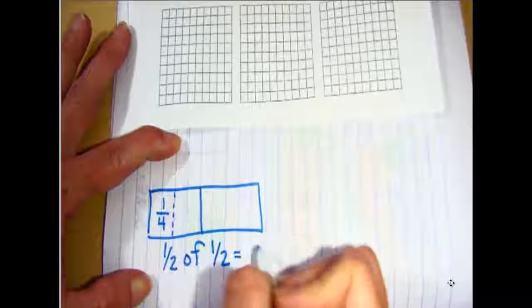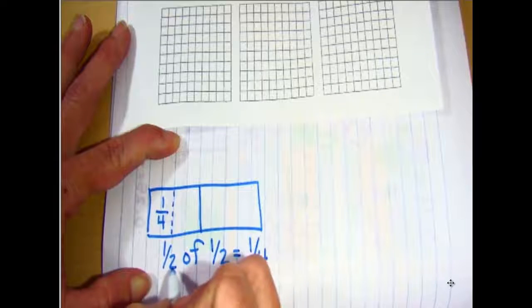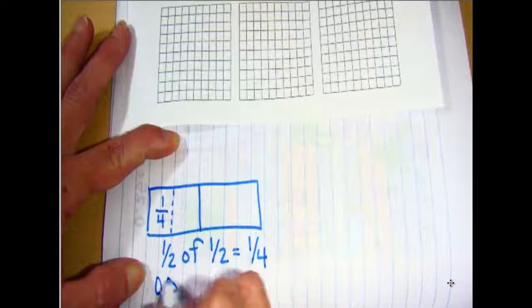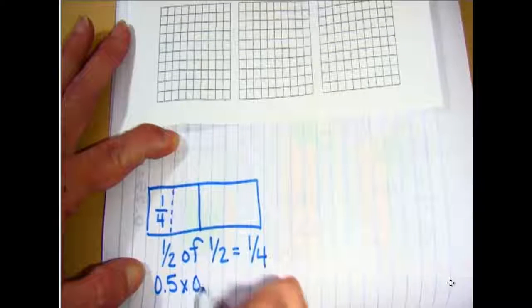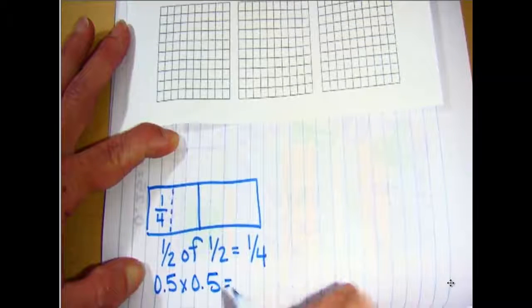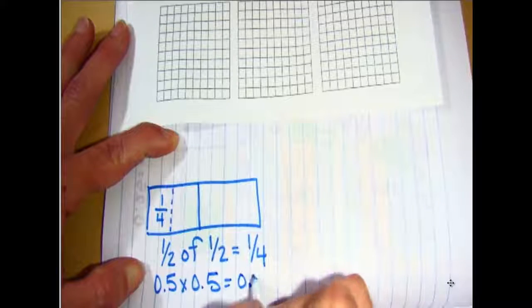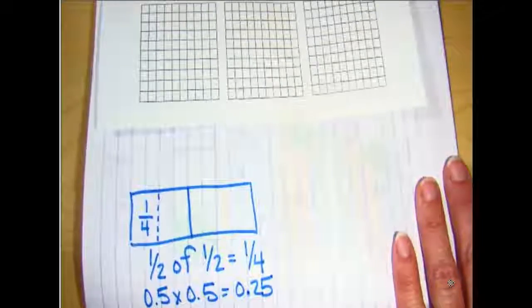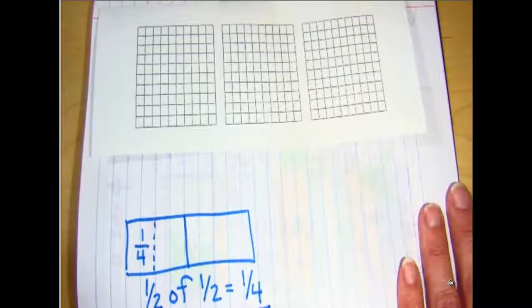1/2 of 1/2 is the same as multiplying 1/2 times 1/2. With decimals, it's the same as doing 5/10 times 5/10, and it's equal to 25/100. You remember when we talked about that? Okay. So we're going to multiply decimals today and use a model.